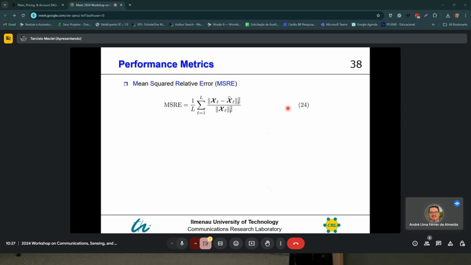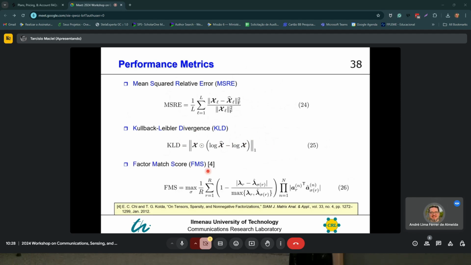And as performance metrics, we use several. One is the mean squared relative error between the true data PMF tensor and the estimated one, averaged, of course, over our L trials. And then we also look at the Kullback-Leibler divergence between the estimated and the true PMF tensor, and the so-called factor match score that was introduced by Tamara Kolda and her group to basically look at the fit between 2 CPDs. The best fit would be achieved if the FMS is equal to 1.